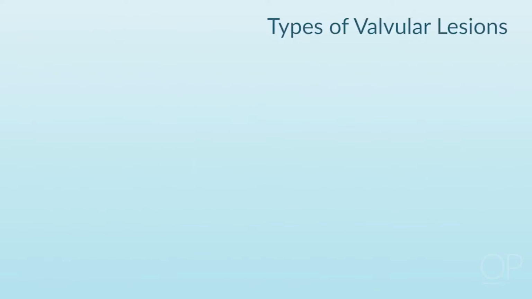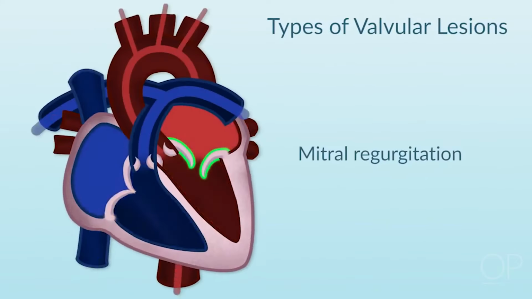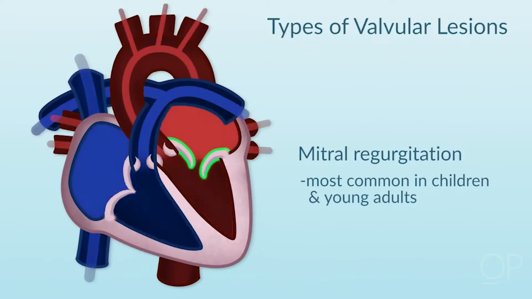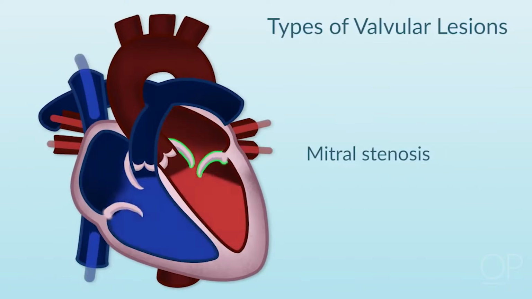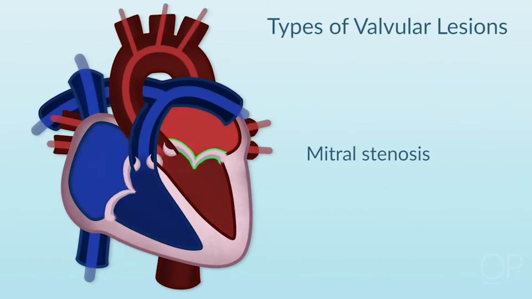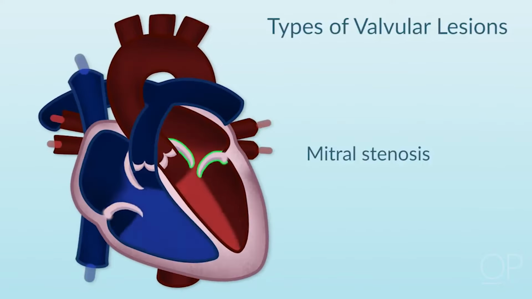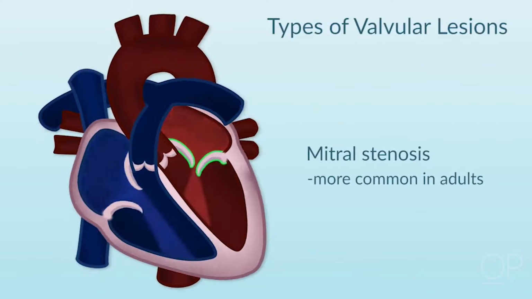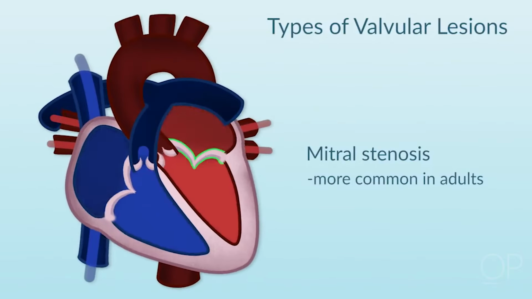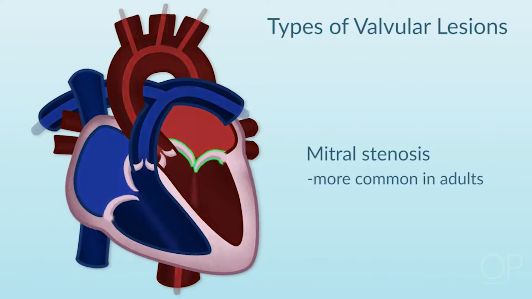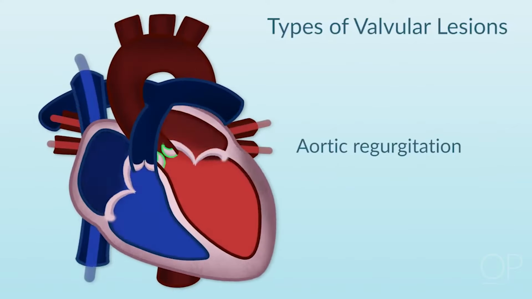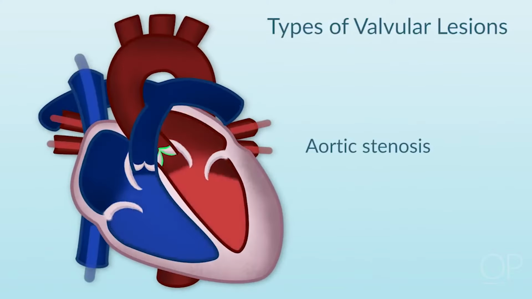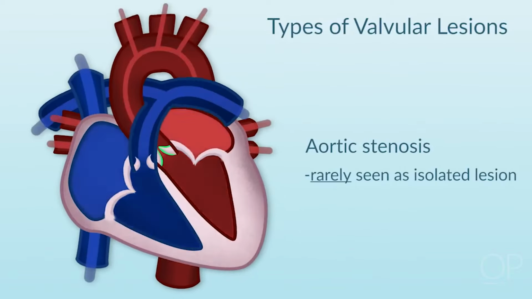So the valvular lesions include mitral regurgitation, which is found most commonly in children and young adults, and mitral stenosis, which represents longer-term chronic changes to the mitral valve, more commonly seen in adults. Older children can present with both mitral stenosis and mitral regurgitation. Aortic regurgitation is not uncommon, and aortic stenosis is almost never seen as an isolated lesion.